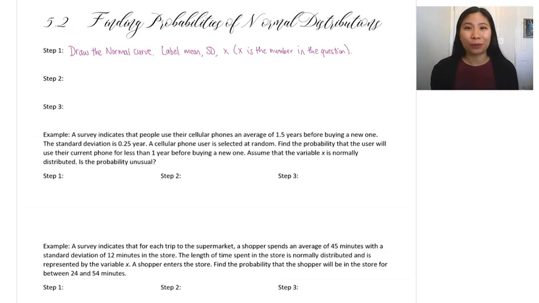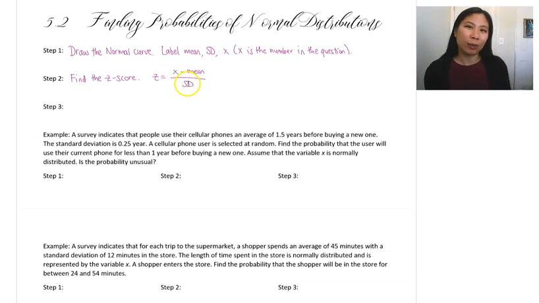So as we go through these problems, the first thing you want to do is draw out the normal curve, and then you want to label your mean, standard deviation, and x. So when I say x, I mean the number that they're asking about in the question. Once you've done that, then our next step is to find the z-score. The z-score formula is take the number that they're asking about minus the mean, divide by the standard deviation, and then that'll be the z-score that you want to use to look up in the table.